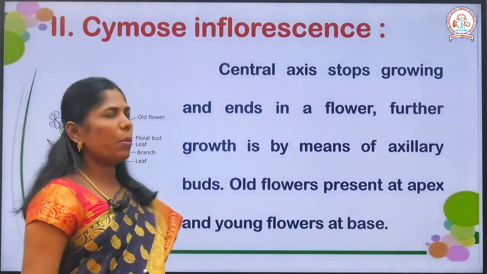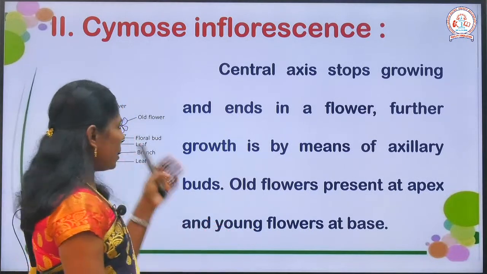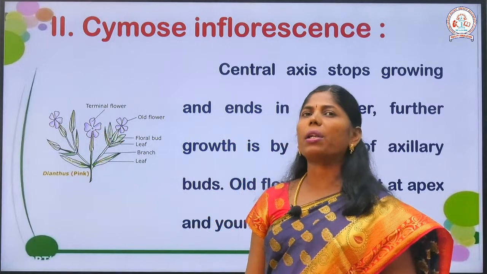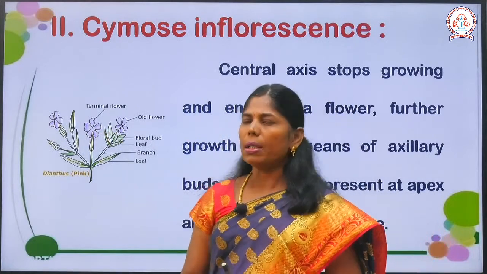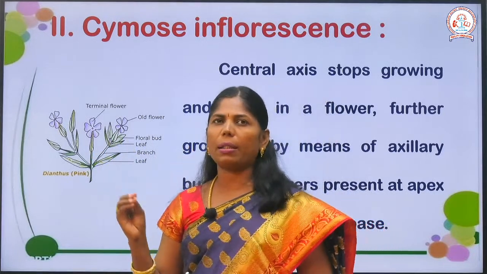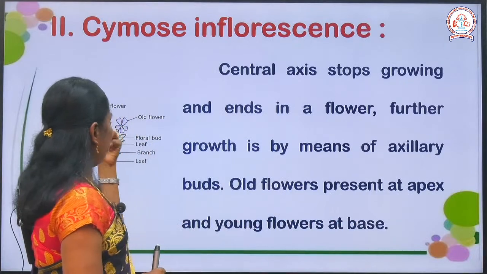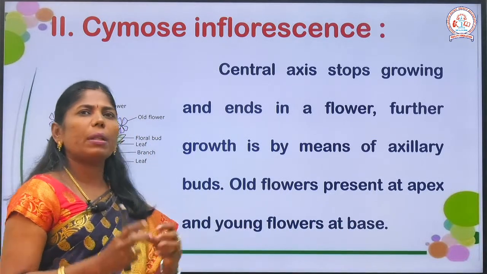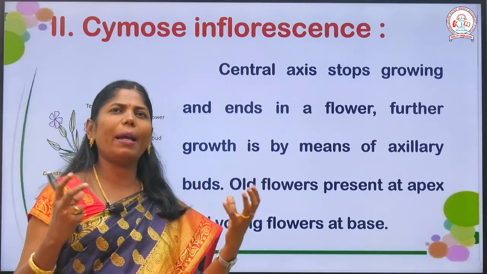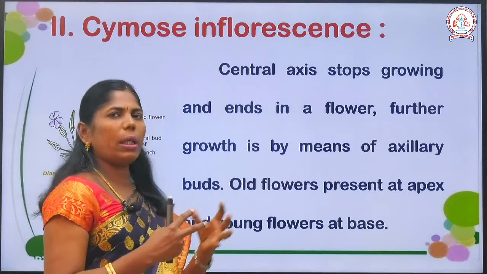Next one is the Cymose inflorescence. The central axis stops growing. The tip of the central axis has a flower, so it cannot continue to grow. On either side we can see the buds of the inflorescence. Buds means younger flowers. In the center we can see the parental, older flower, and on either side are the younger flowers. That type of opening is called centrifugal in manner.